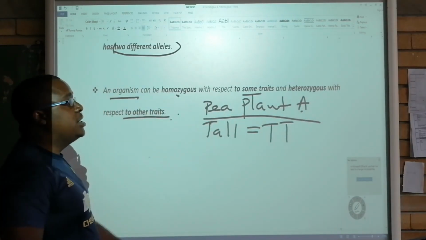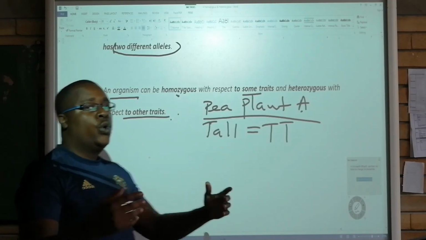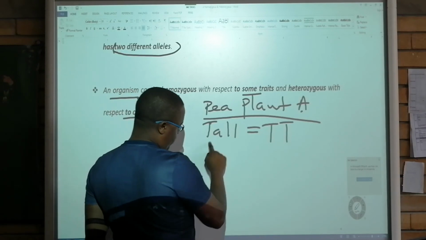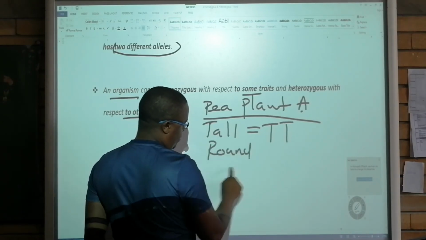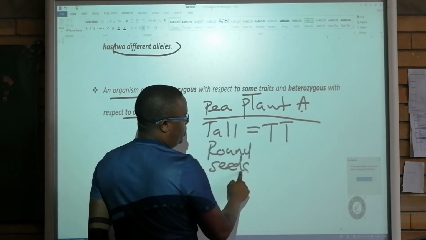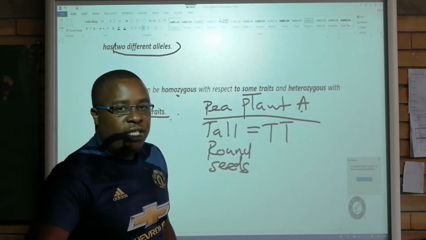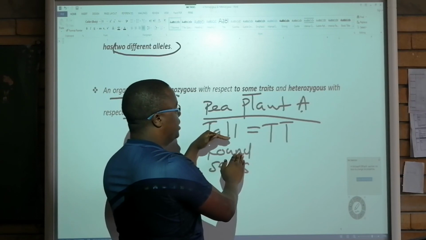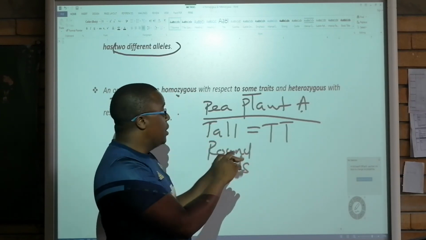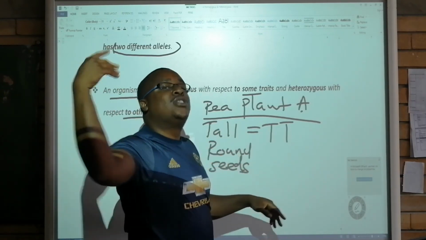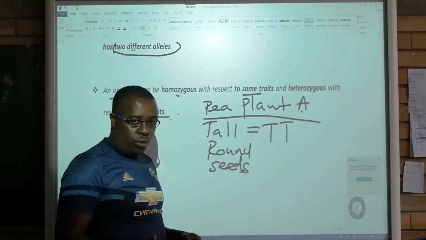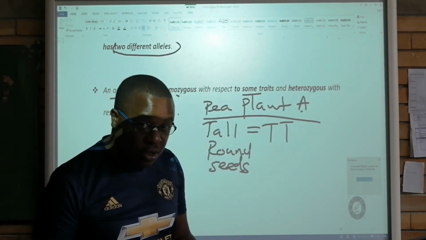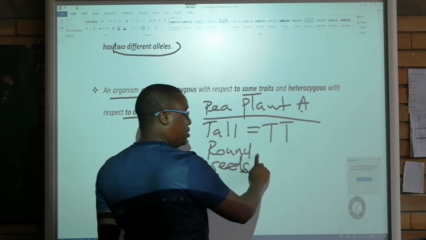But at the same time, we know that pea plant A has round seeds. It doesn't mean that since it has round seeds and is tall, and the characteristic of height was homozygous tall, for round seeds it's going to be homozygous round. It can actually be heterozygous.